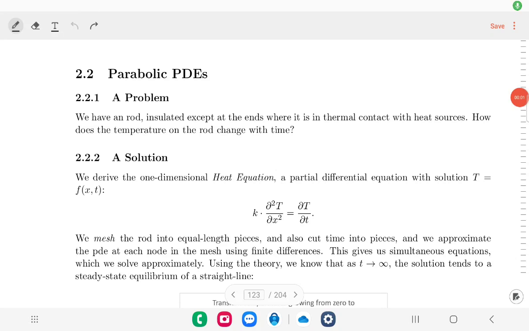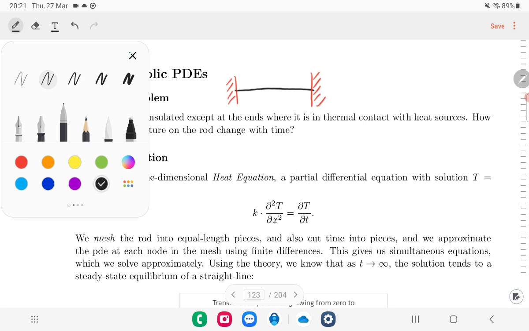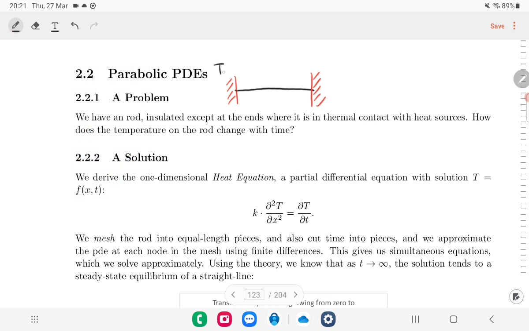The problem we're looking at now is where we have a rod. It's insulated at the ends, so it looks something like this. Sorry, it's not insulated at the ends, there are heat sources at the ends. So for example, we're talking something like temperature left, temperature right. And there is also a time aspect here.